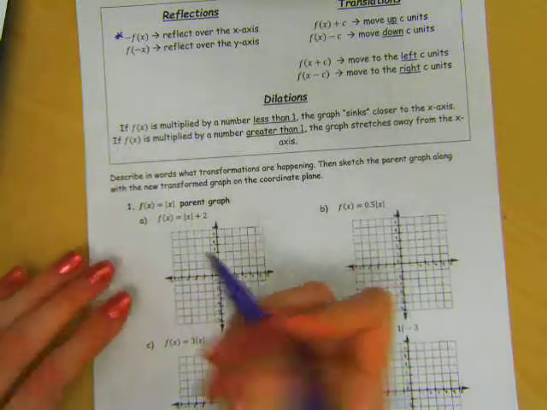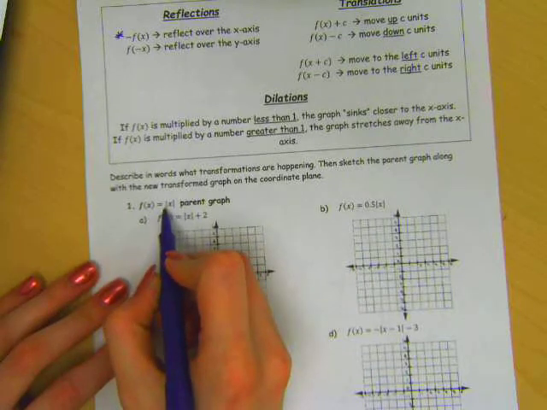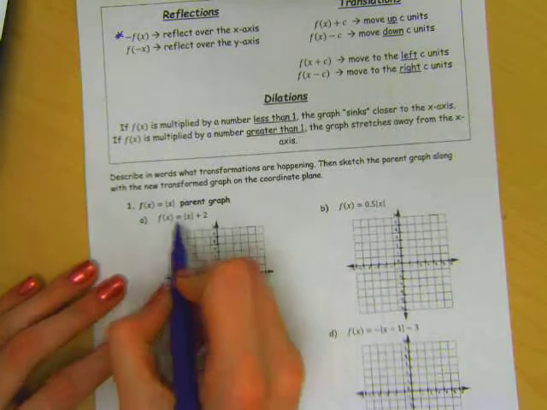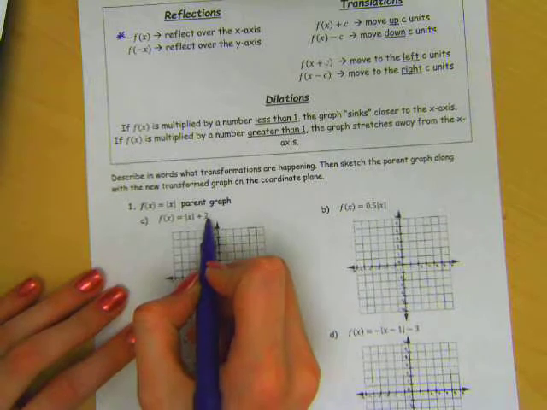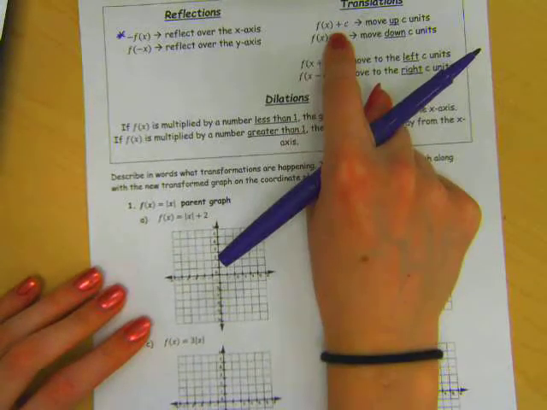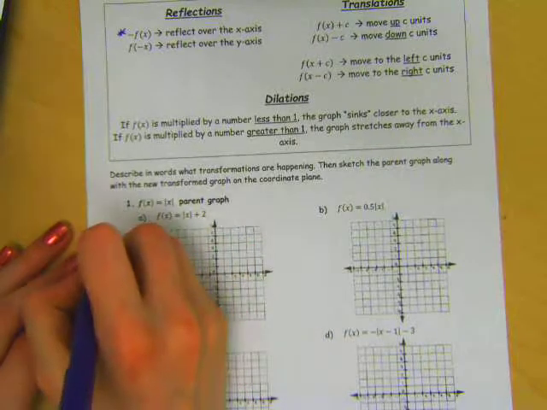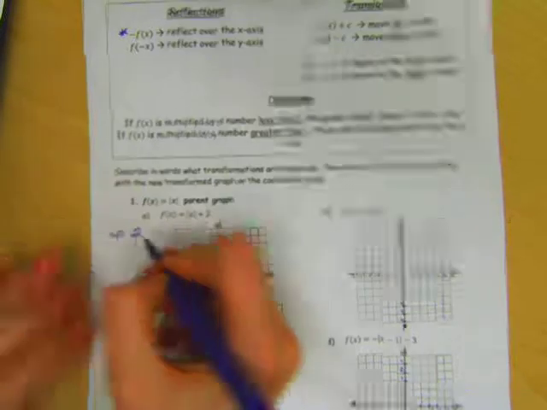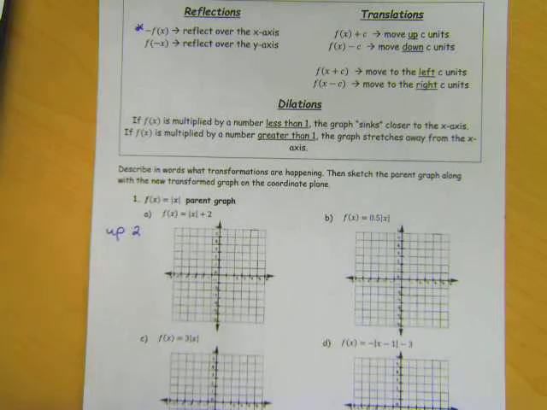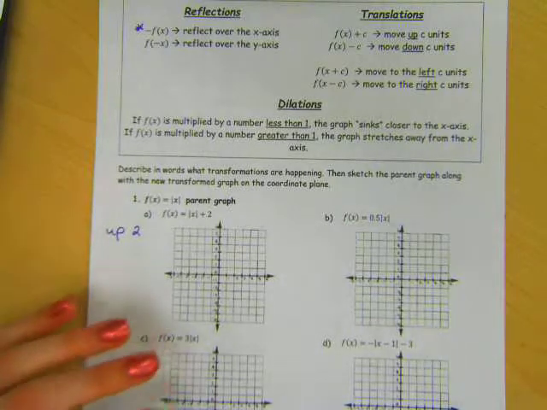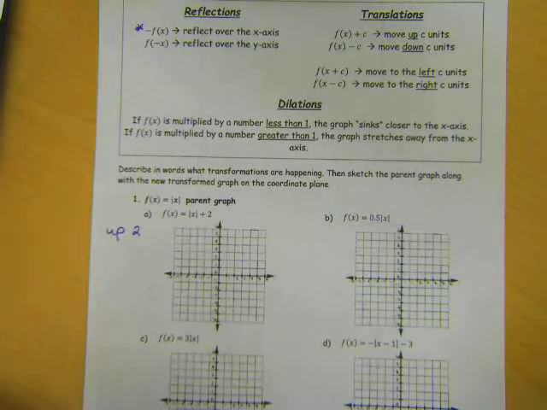So starting out here, we have the parent graph of the absolute value of x, and we have just that plus 2. Plus 2, that's a translation of up. So we're going to move up 2 units. So that's the description of what is going to happen. I'm going to sketch out my parent graph with a dotted line.